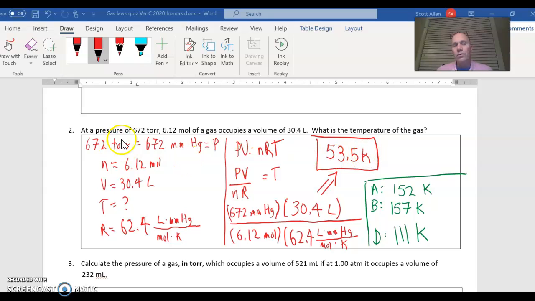The questions on the other versions are similar. You might have a difference in the unit of pressure that they give here, but the answers are shown right here.